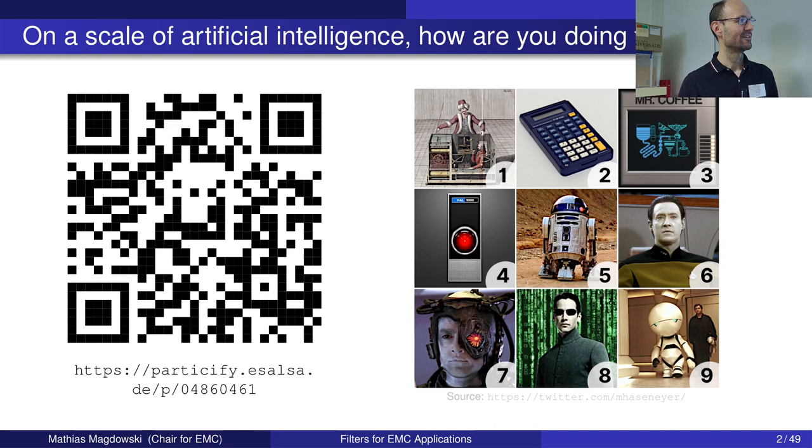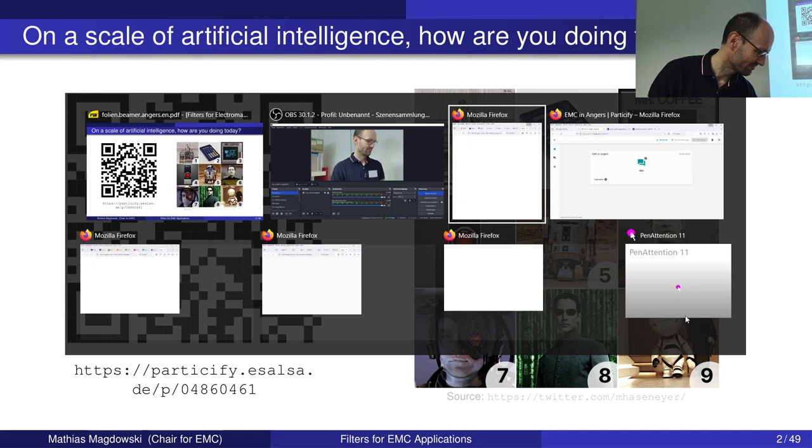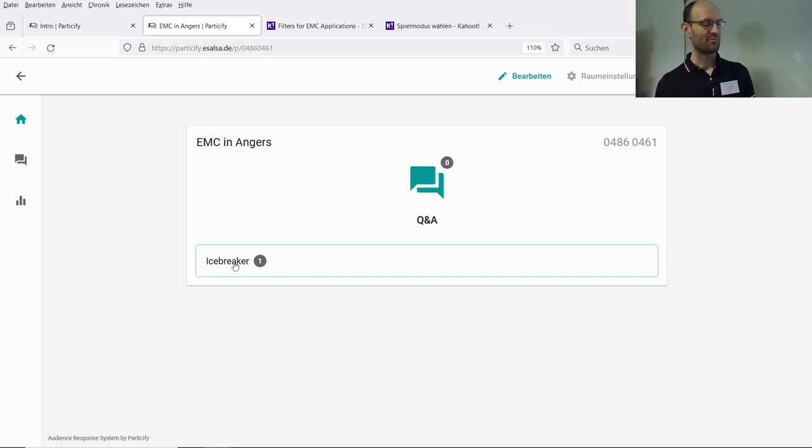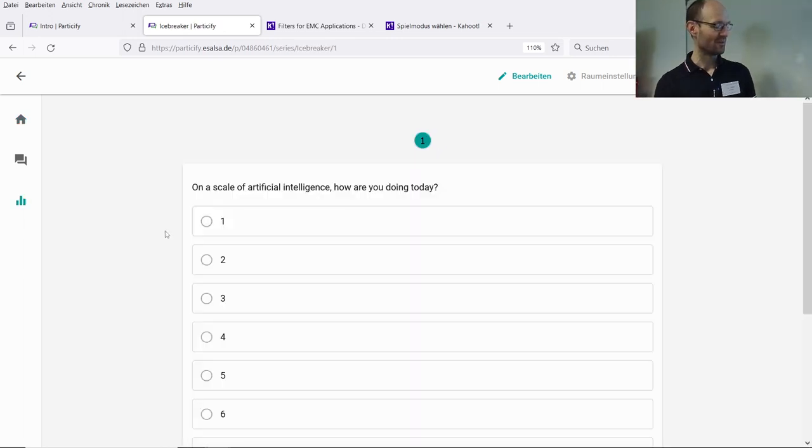Hell, the character from Star Wars, Star Trek, Terminator, Neo from the Matrix movie, and the last one, I don't recognize the last one, to be honest. So the webpage should look like this. And here you find this icebreaker question, and here you also have a Q&A board where you can pop in questions if you like. Then I might come back to this later.